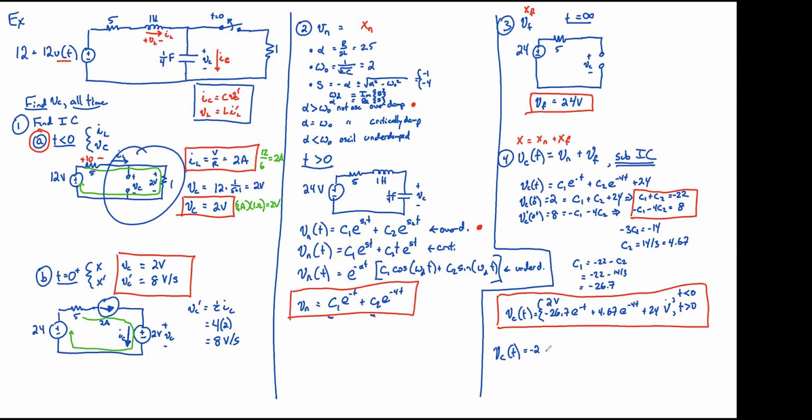minus 22 plus all of that stuff plus 22 u of t. Yeah. That would work fine too. Yep, that would work fine too.